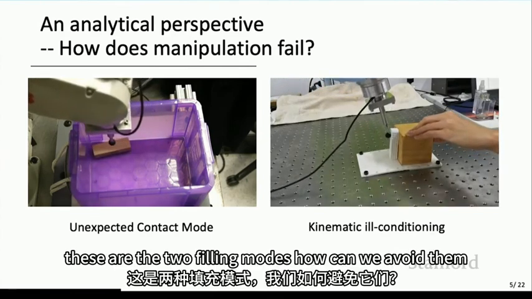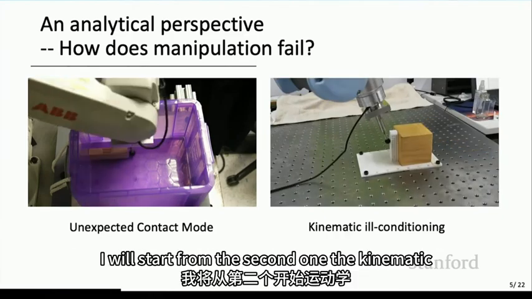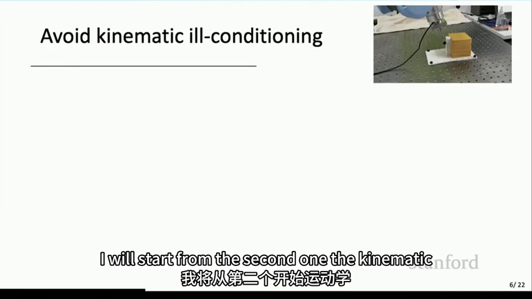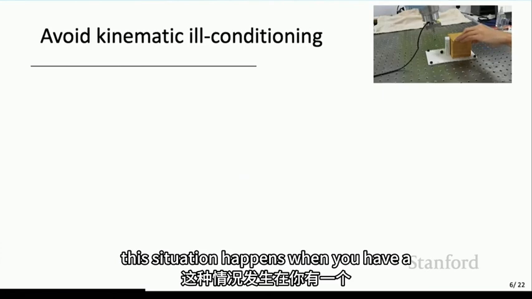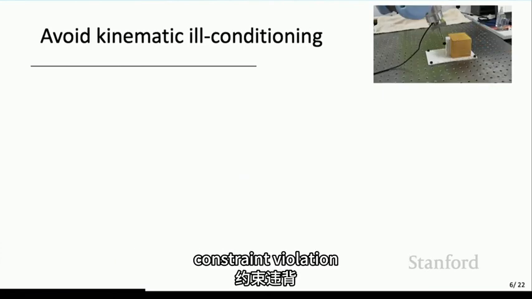These are the two failure modes. How can we avoid them? I will start from the second one, the kinematic ill conditioning. It turns out this situation happens when you have a constraint violation.